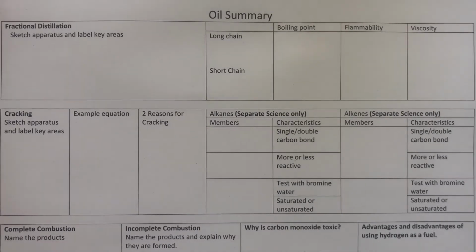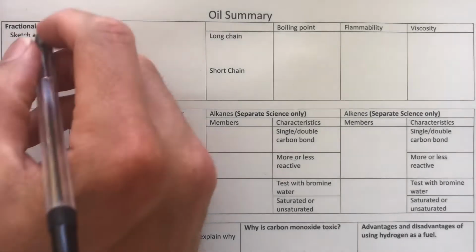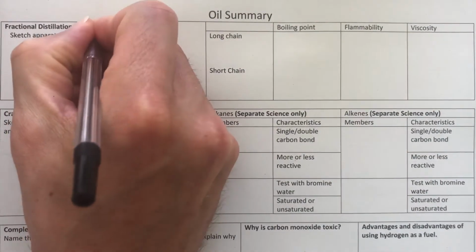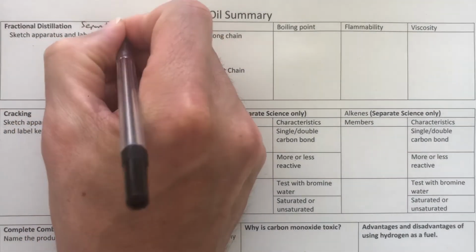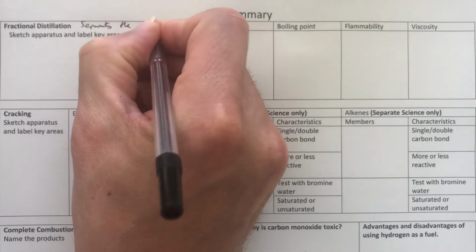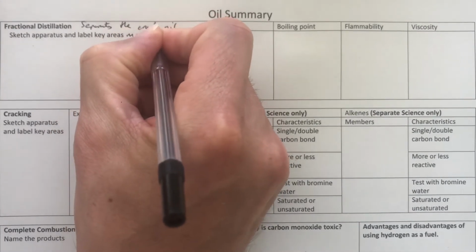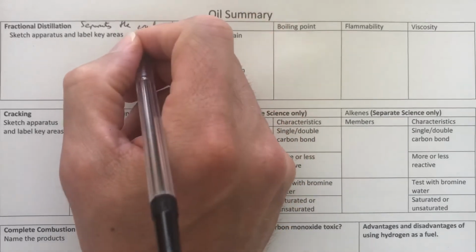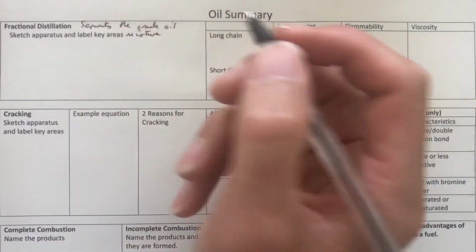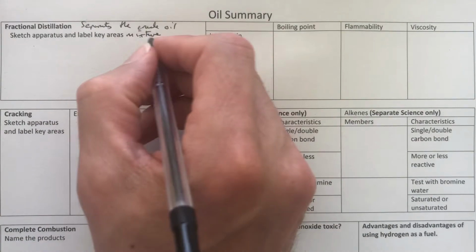So before we can use it, before we can fill a car tank with petrol, we have to separate that mixture. Now, fractional distillation separates the mixture, separates the crude oil. That's its job. So many times I ask students what crude oil does, and what fractional distillation does, and they can't tell me. So it separates the crude oil mixture.